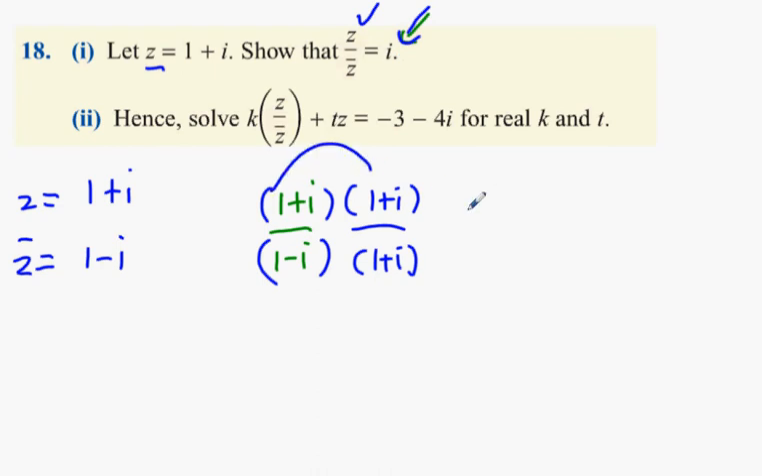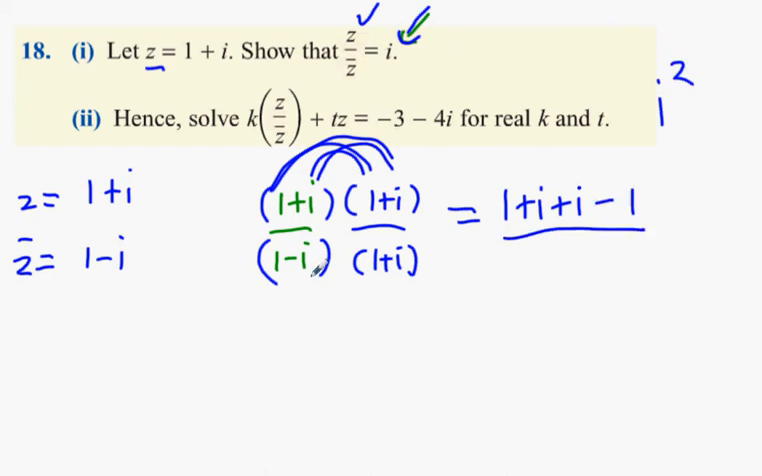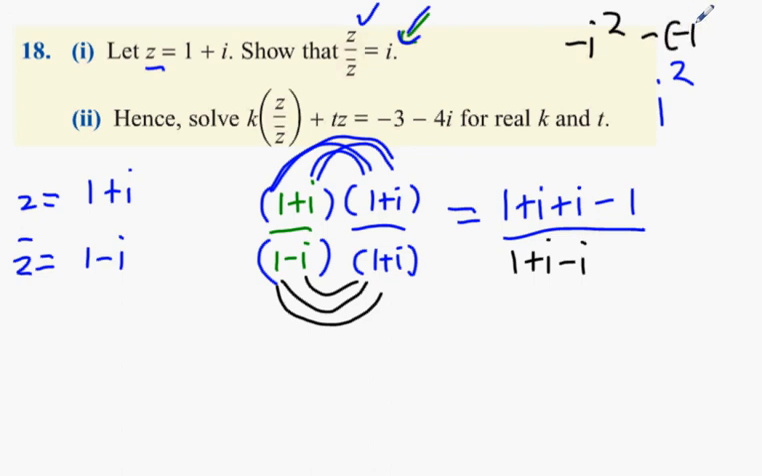1 times 1, 1. 1 times i, i. i times 1, i. i times i, i squared, which is minus 1. On the bottom, 1 times 1, 1. 1 times i, plus i. Minus i times 1, minus i. Minus i times i. You can see how enthusiastic we are, right? So minus i squared is minus 1, which is plus 1.